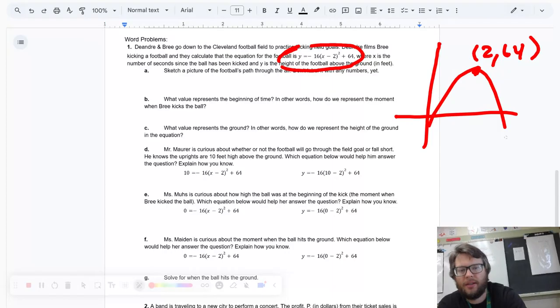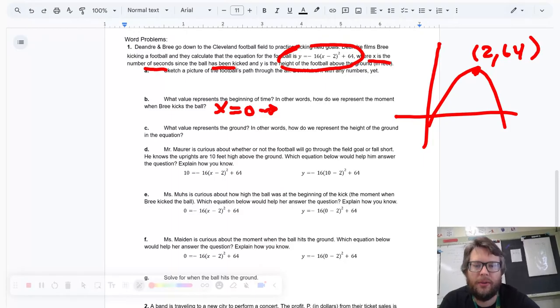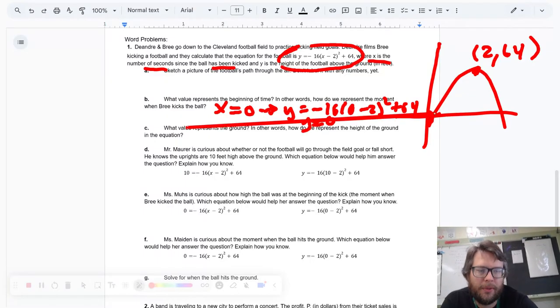If I plugged in x equals 0, that would be the beginning of the kick, because it says here x is the number of seconds since it's been kicked. If I plug in x equals 0, I get that y equals negative 16 times 0 minus 2 squared, plus 64. If you type that into your calculator, you'll get that y equals 0. So I know I should put it right here at the point 0, 0.